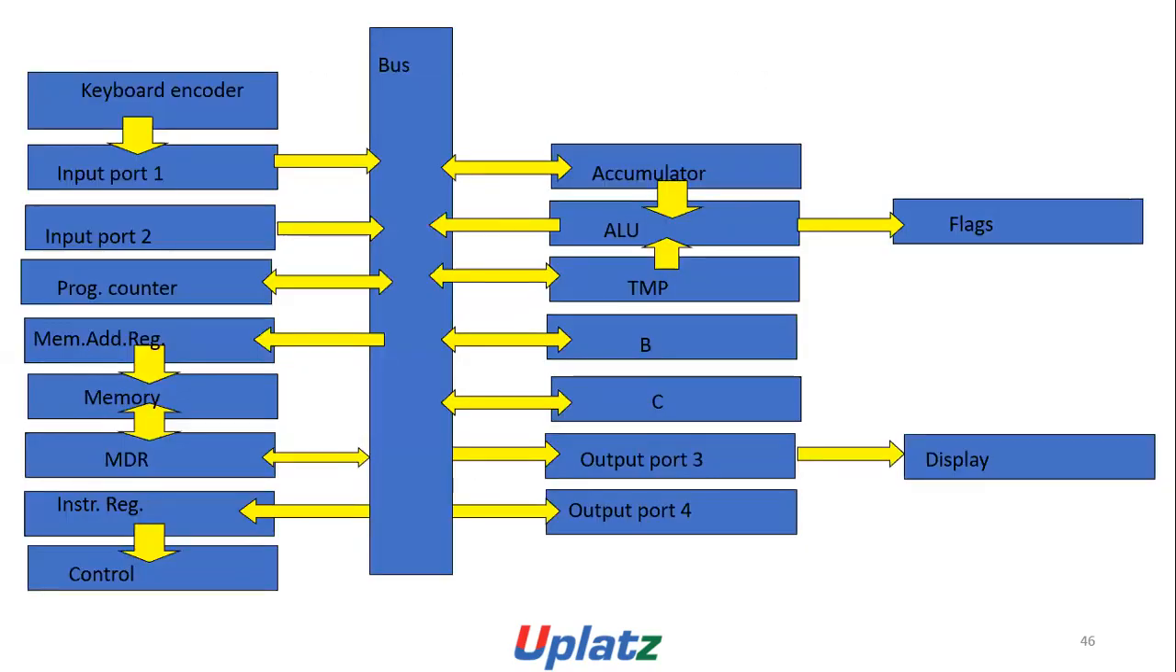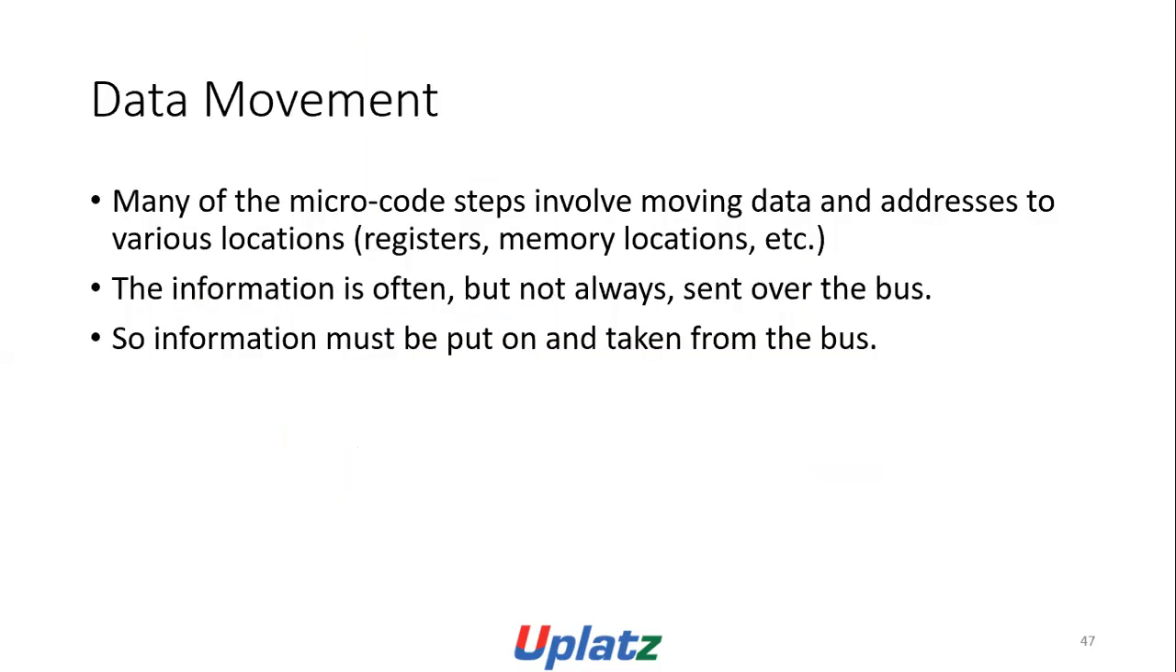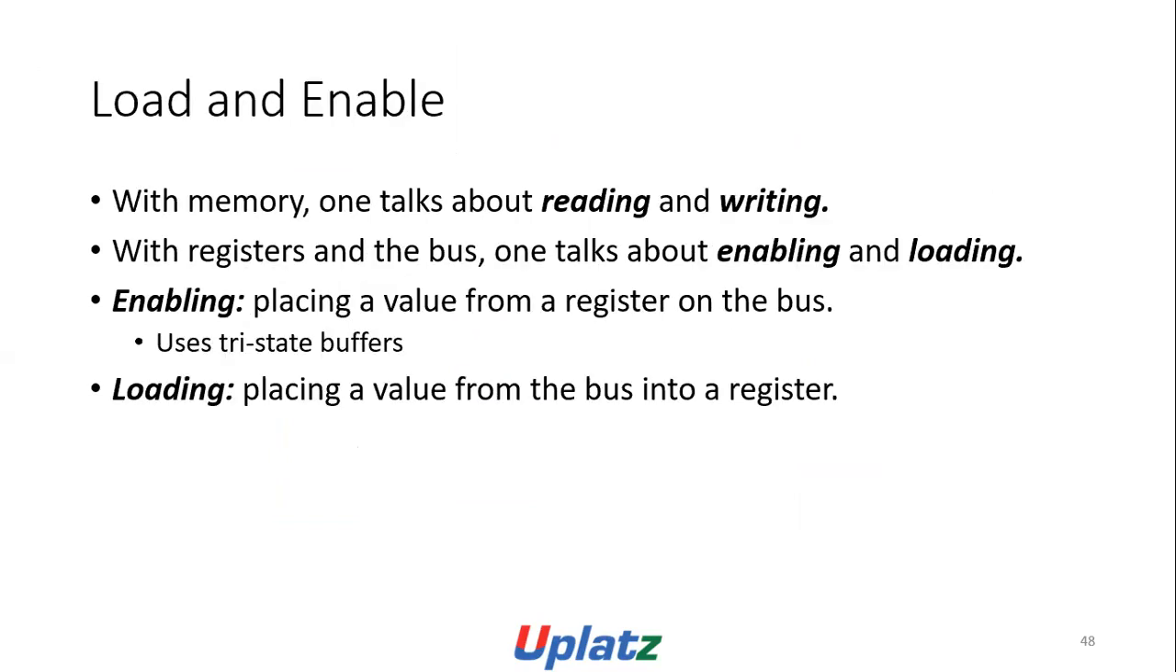So again, the one bus architecture of the computer is shown here. Data movement happens. Many of the microcode steps are involved in moving data and addresses to the various locations, registers, memory locations, etc. These are shown by the arrows. The information is often but not always sent over the bus, so information must be put on and taken from the bus.